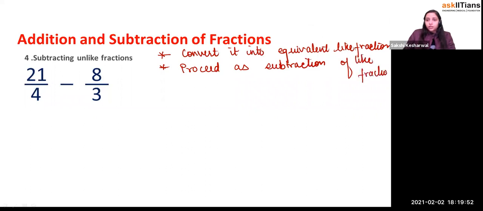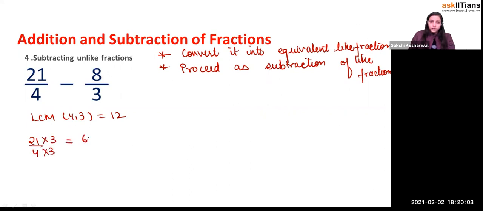Yes. So what you have to do, you have to take the LCM over here. What is the LCM of 4 and 3? Which is equals to 12. Right. So 21 by 4, you will be converting this into 3 and this into 3, which is equals to what, beta? 63 divided by 12. Now similarly 8 by 3, then you will be multiplying this by 4 and this by 4. So this is equals to what, beta?